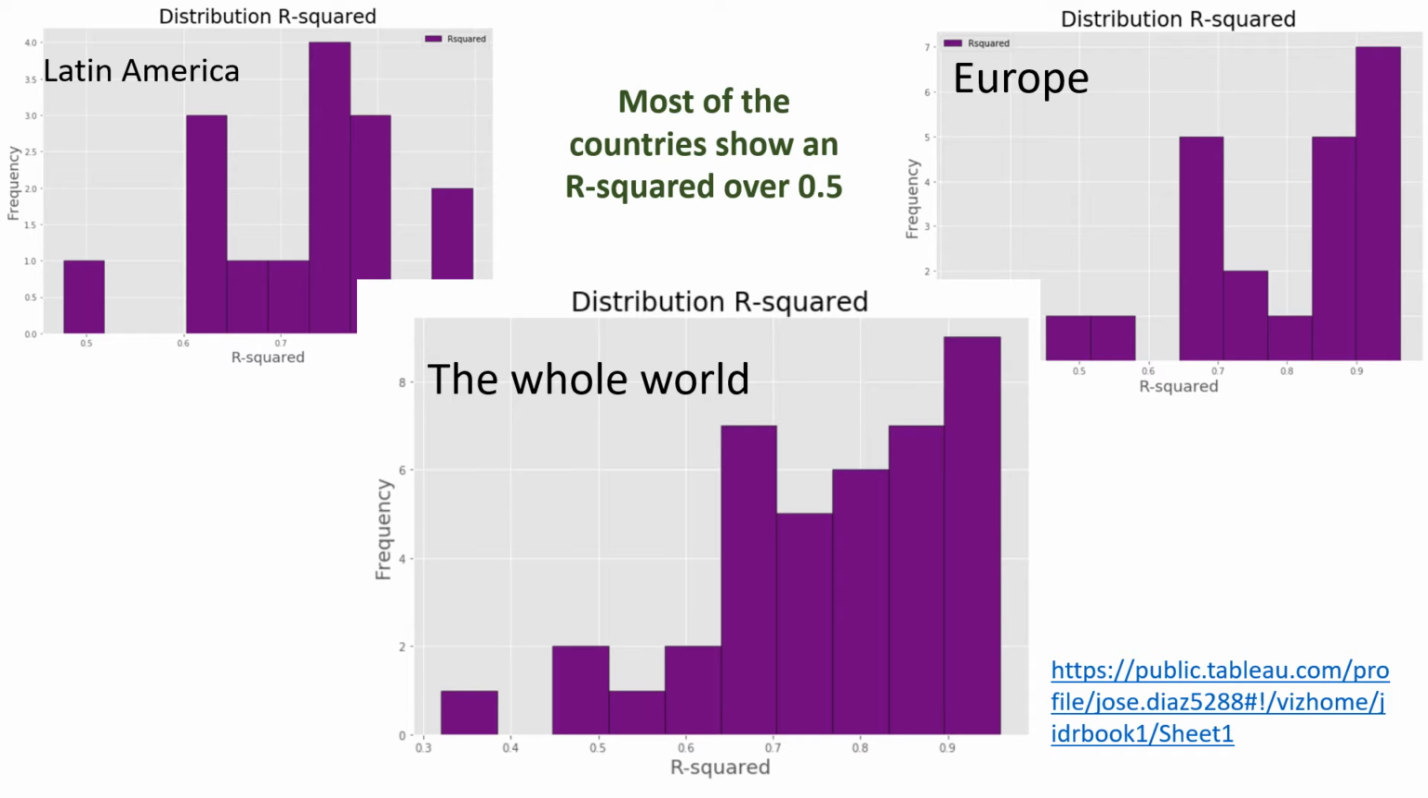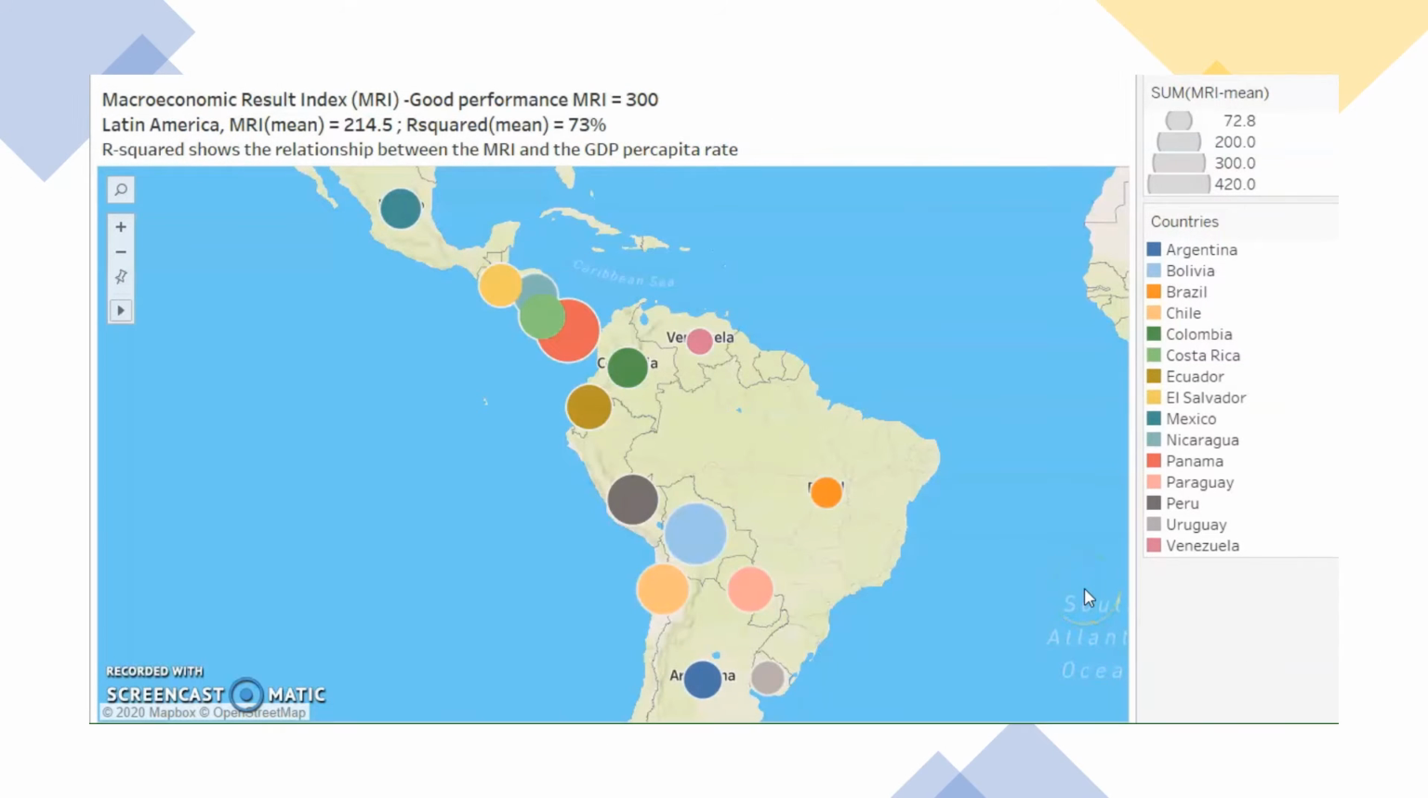meaning that, and this is relevant, the behavior of the real GDP per capita growth rate is explained mostly by the MRI. But I would like you to see this in a different way. So let's go back to Tableau. Okay, here we are. We tried to cover all countries in Latin America. And here we can visualize the MRI and the R square for each one of them.